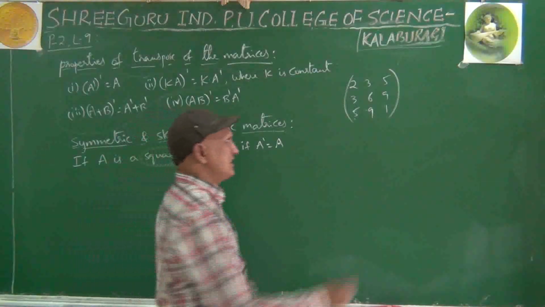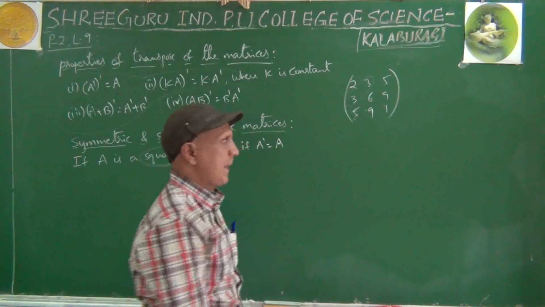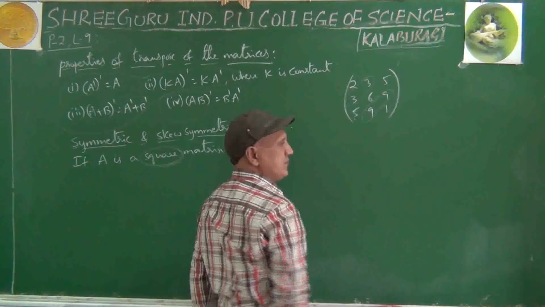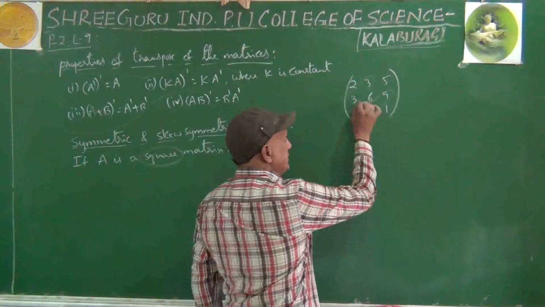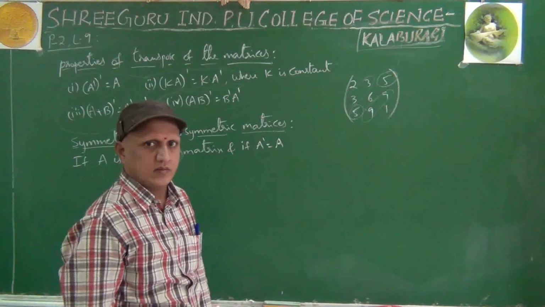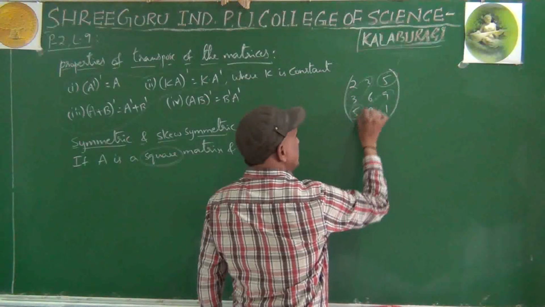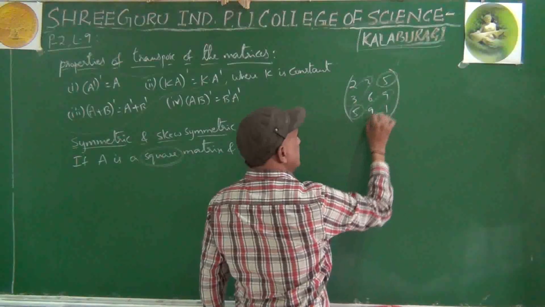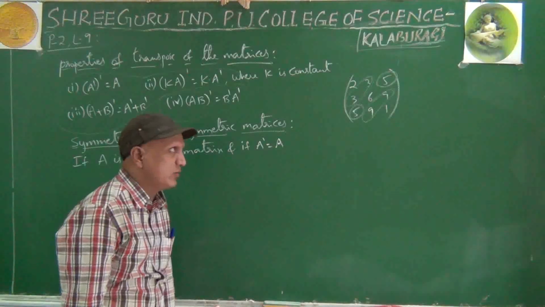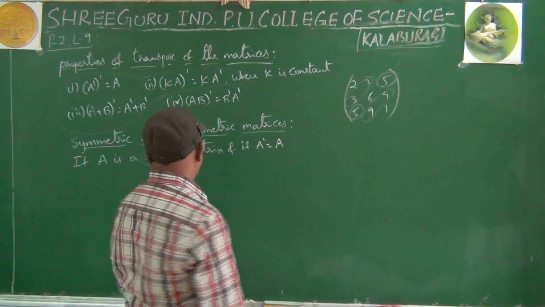Very simple. These two numbers should be the same. These two numbers should be the same. These two numbers should be the same. That's it. Let us see once again. These two numbers should be the same. That's it. That is the trick to be followed to write a symmetric matrix example.